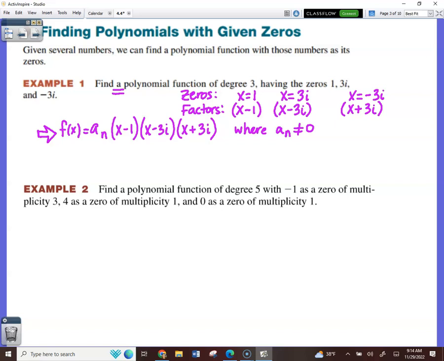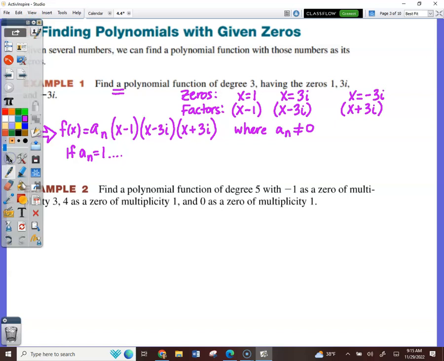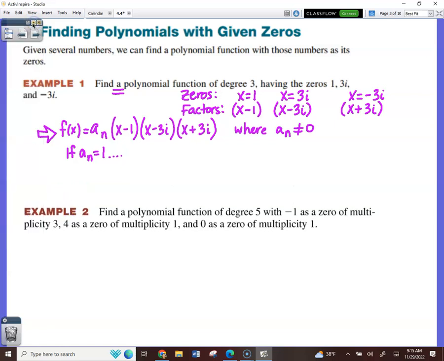Now, the nice part about this question is we're going to pretend a sub n is just the number 1. This is the answer, but we have to clean it up because this is not polynomial form. So we're going to say, if a sub n is 1, I'm going to finish this problem under the impression that a sub n is 1. Which means that little a sub n part just kind of goes away, right? That's why I wanted to pretend it's 1. I need to clean this up.